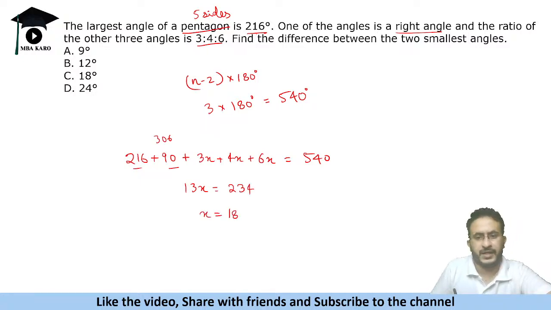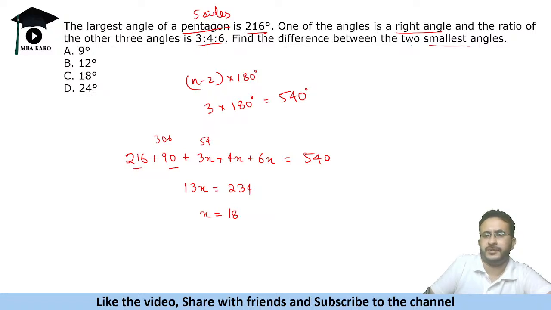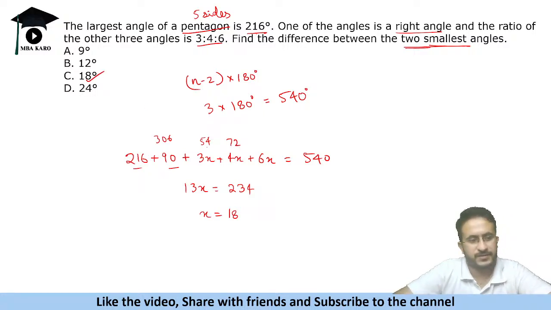Yeah, x is 18. So what are the angles? These angles will be 54, 72. Basically you have to find the difference between the two smallest. So 54 is the smallest, second smallest is 72. The difference is 18 degrees. Okay, that will be the answer.